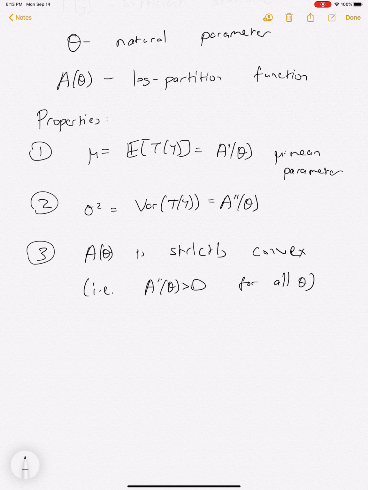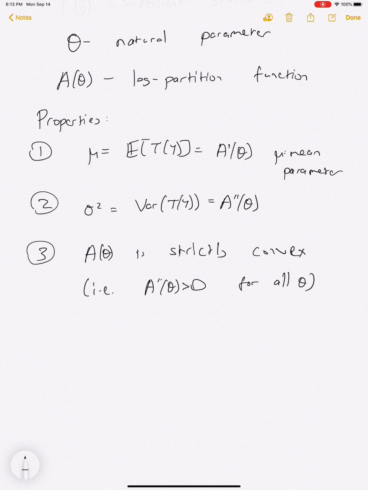So just some properties that we discussed in the previous lecture that we're again going to use today. The first thing is if we let mu equal the expectation of t of y, then we know that that's the first derivative of a with respect to theta. And so mu is actually the mean parameter. Remember how we spoke about these two different ways to parameterize the distributions, through the mean parameter and the natural parameter, and they're connected through this first property.